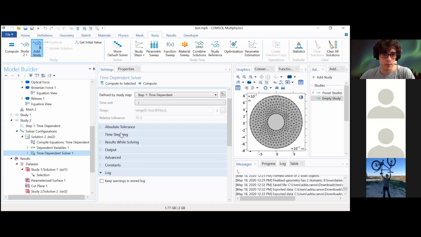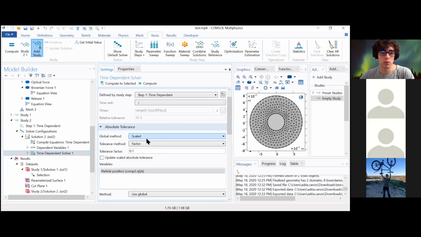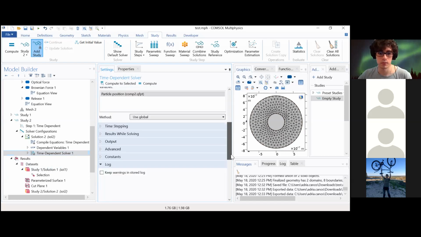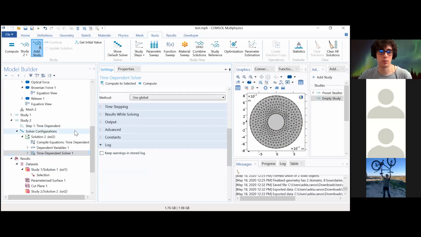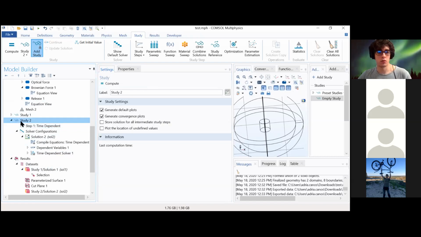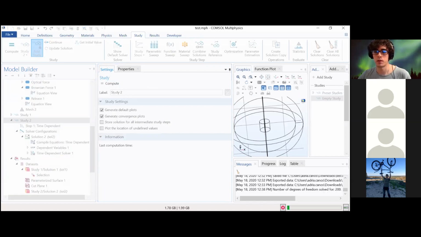So in absolute tolerance, it is better to define it yourself, and it is recommended in the COMSOL guide that you set it to the order of 10 to the minus 6. Okay. So now let us compute and see what happens.